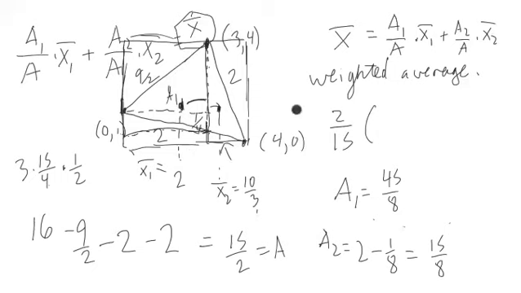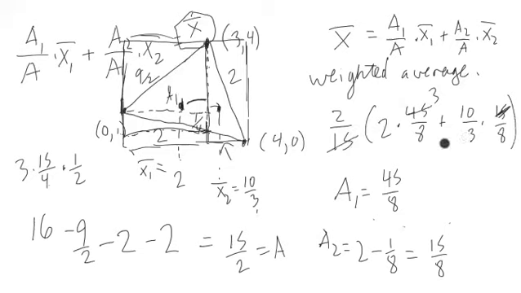So x1 bar is 2. So we have 2 times just A1, which is 45 over 8. And then we add 10 thirds for that x2 bar times A2, which is 15 over 8. All right, and then in the calculation, we can distribute at least the 2 over 15 through. So this would become a 3, and then distribute over here would cancel out with that. So this becomes a 3.